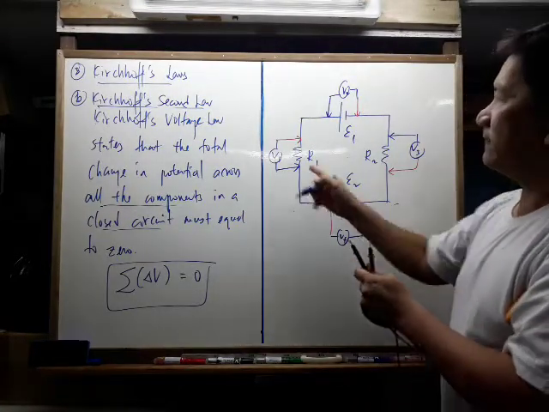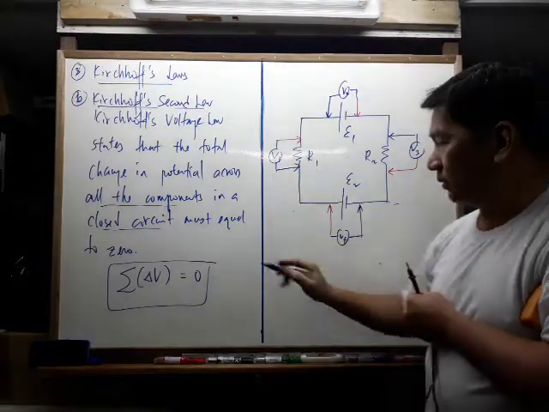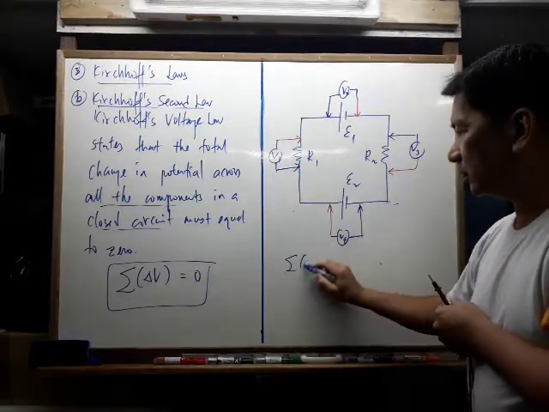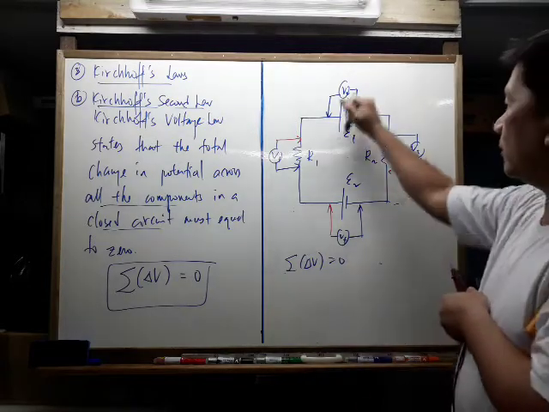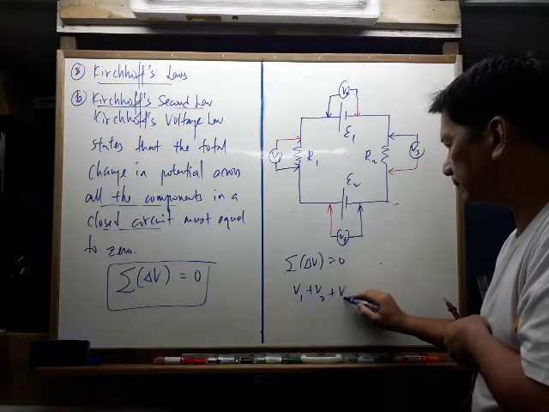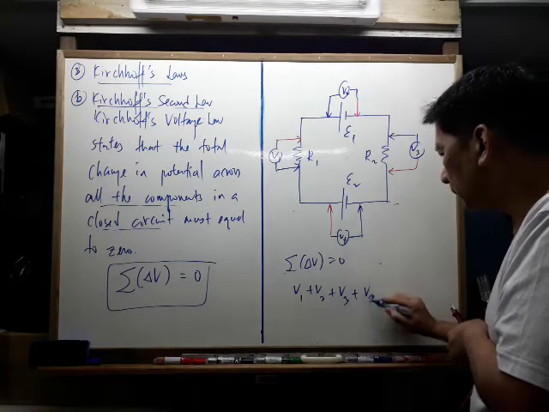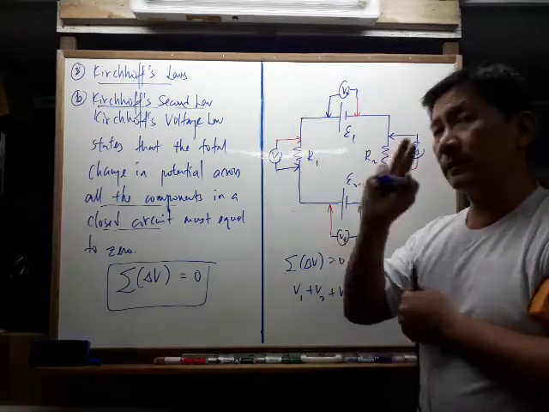So if these are all the actual readings, then according to Kirchhoff's second law, it says that the total change in potential must equal to 0. So when you sum up all these values, they're supposed to become 0. Equal to 0. That is the physical meaning of Kirchhoff's second law.